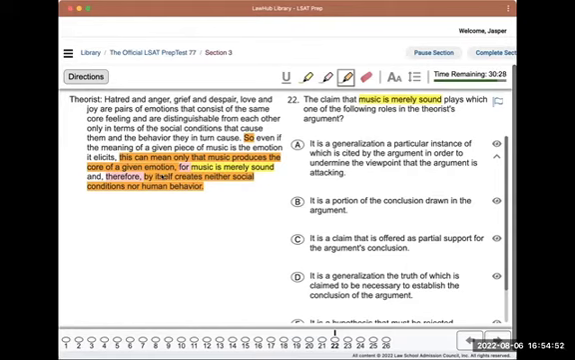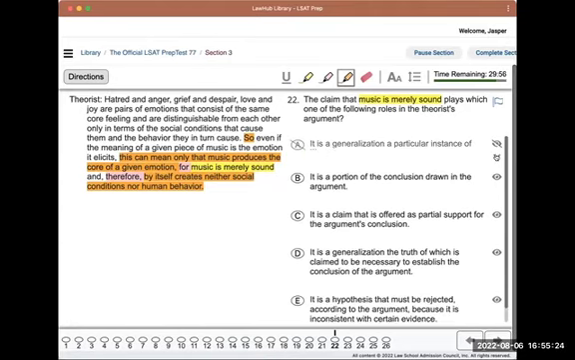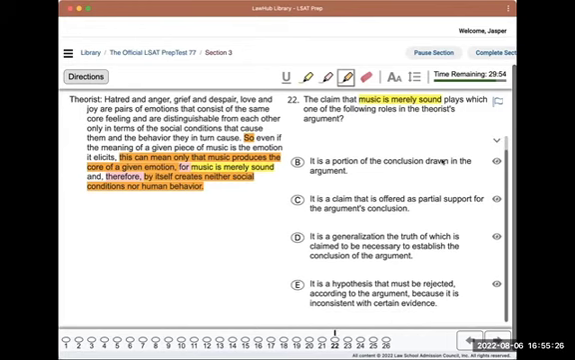A generalization. I don't think there's a generalization and a particular instance. So, I mean, I could describe the phrase "music is merely sound" as a generalization, potentially, but yeah, I wouldn't say that there's a particular instance of music being merely sound that they cite. So I don't like A.